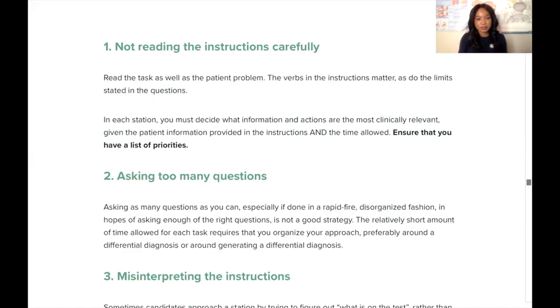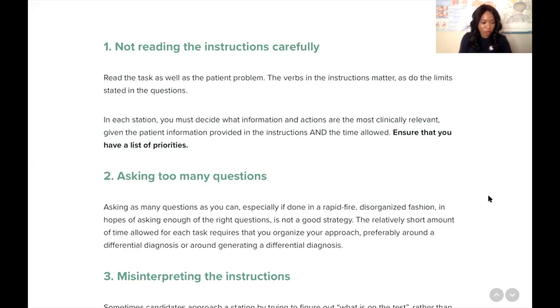So the first one is not reading the instructions carefully. Just bear in mind that at each station, there is something they want to see. So in each station, you have a task as a candidate. What are you expected to do? Are you supposed to take a history alone? Are you supposed to assess a patient and manage the patient? When it comes to assessment and managing the patient, it involves a lot of things. You have to do your history, examine your patient, ask for some investigations, and also manage the patient. And sometimes the management involves your immediate management. What are you doing at that time?